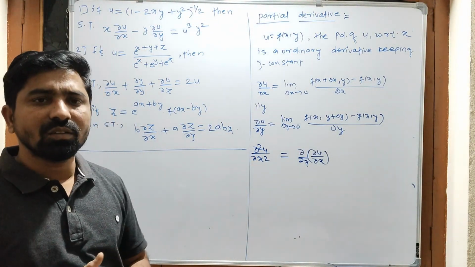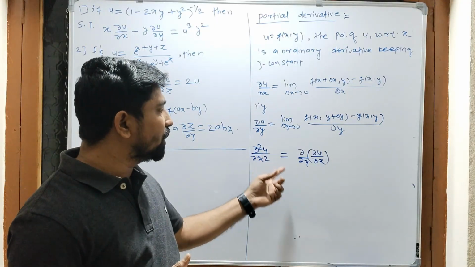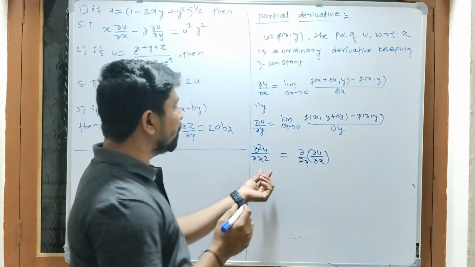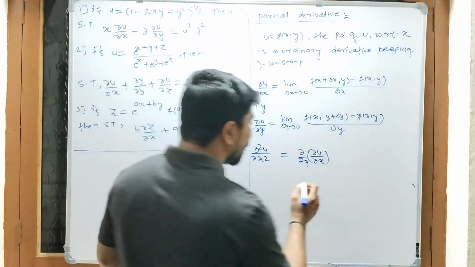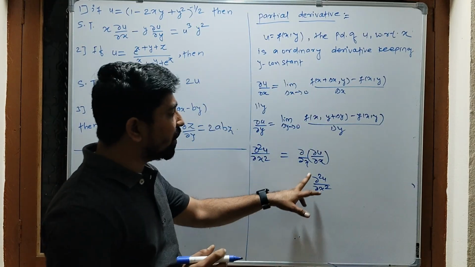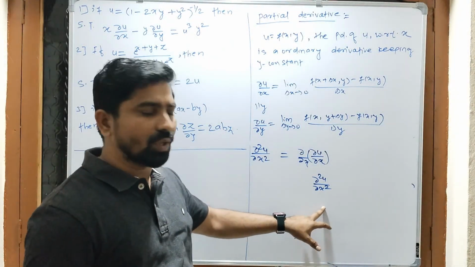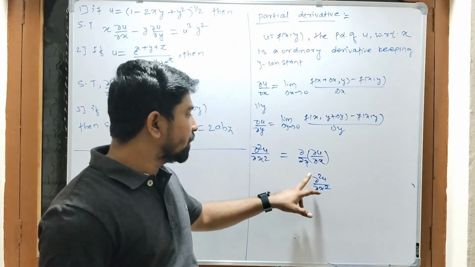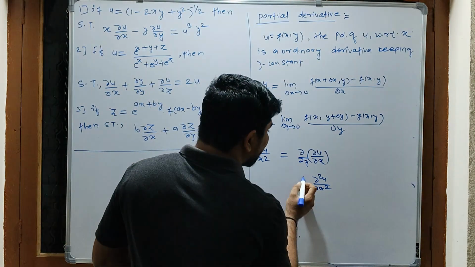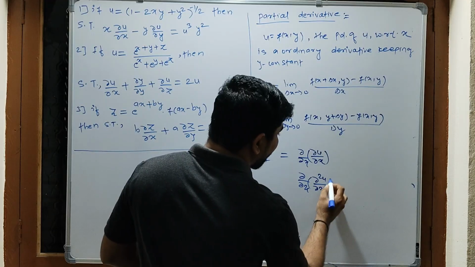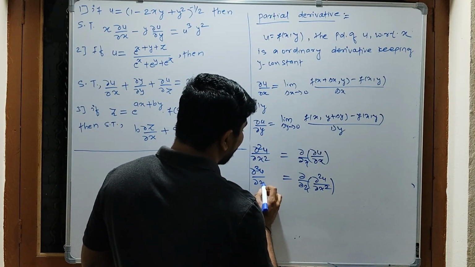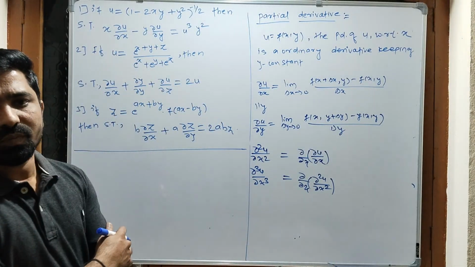Now I want to find the third order partial derivative of u with respect to x, with the help of the second order. This dou square u by dou x square is the second order partial derivative of u with respect to x. Again I will take the partial derivative of this function with respect to x. This becomes the third order partial derivative of my function u with respect to x.